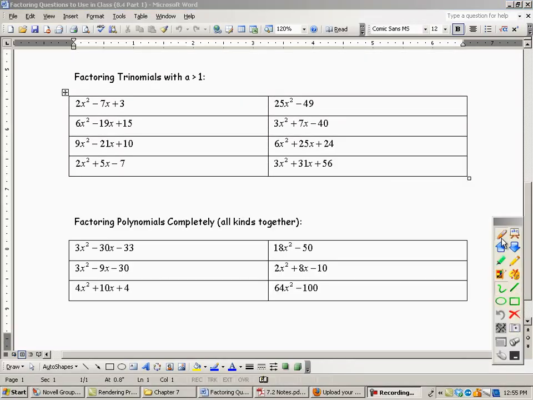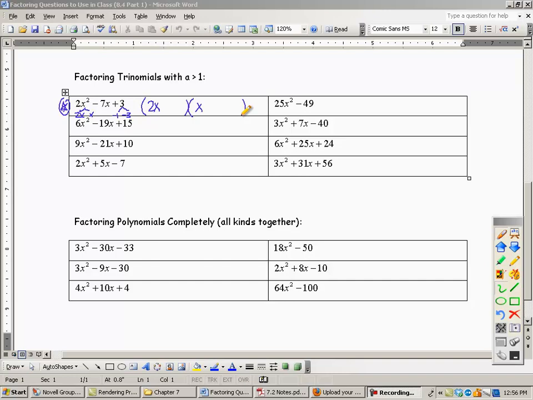This is when you have a number in front of the x squared, and this gets a little bit more difficult. So I'm going to start here, and I'm going to look at 2x squared is a 2x and an x. How do you get 3? The only way is 1 and 3. The problem is because the 7 is negative, these both have to be negative. So I'm going to write out my 2x and leave a space, and then an x and leave a space. And our goal is to somehow add to -7.